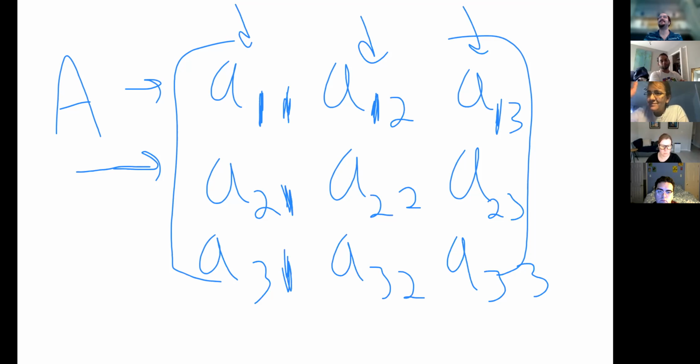Sometimes it takes me a second to realize which one's the row and which one's the column. It is really easy to mix your diagonals up here, right? Sometimes it takes me a minute to pause and think about that. So, questions about this?